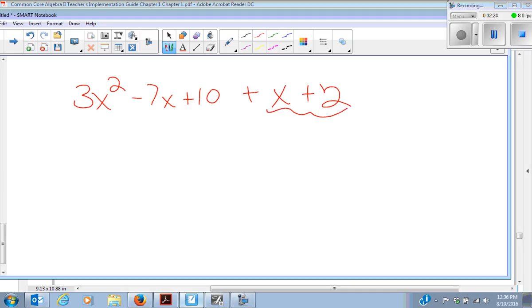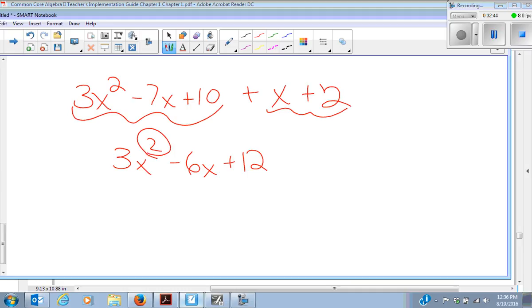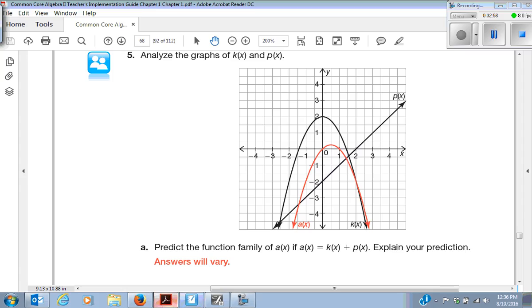So this is the linear part. This is the parabola part. X is to the first power, right? Well, this is a parabola. When I add a line to it, this would become 3x squared, minus 6x, and plus 12, correct? What do you notice about this shape? It still stayed a parabola. How do we know that? Because x is still only squared. Does that make sense?